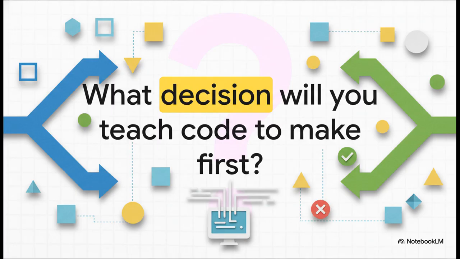So, I guess the only question left is this. Now that you know how code makes a choice, what's the very first decision you're going to teach it to make?